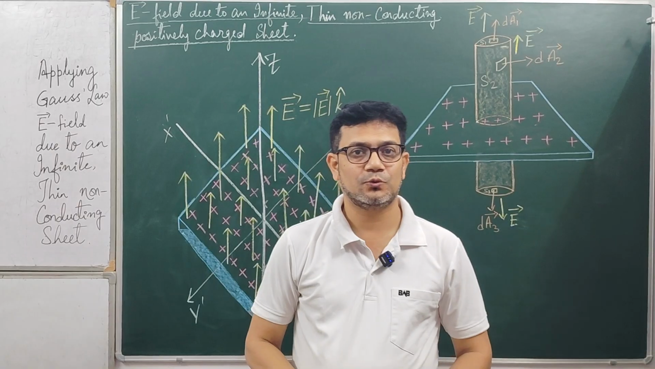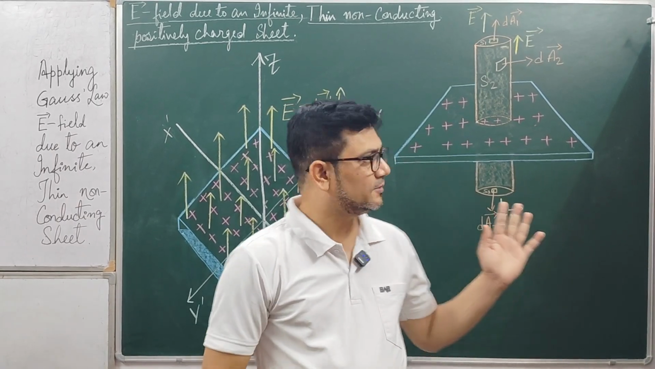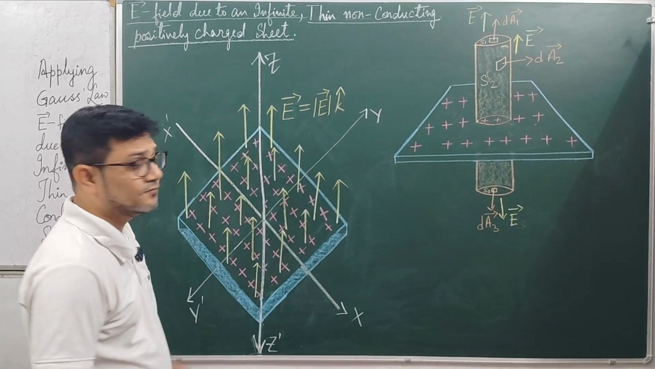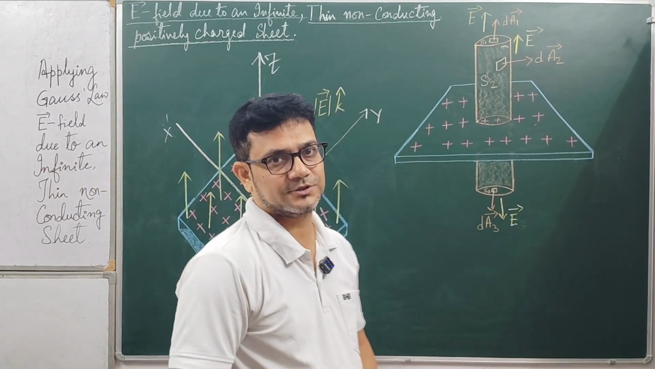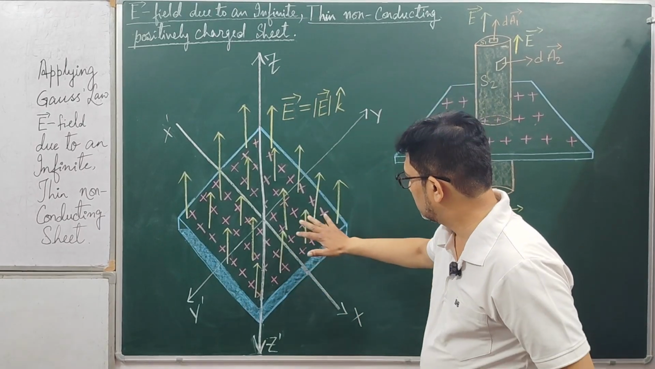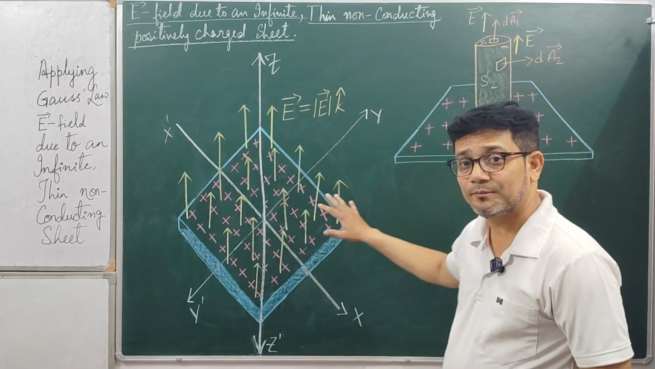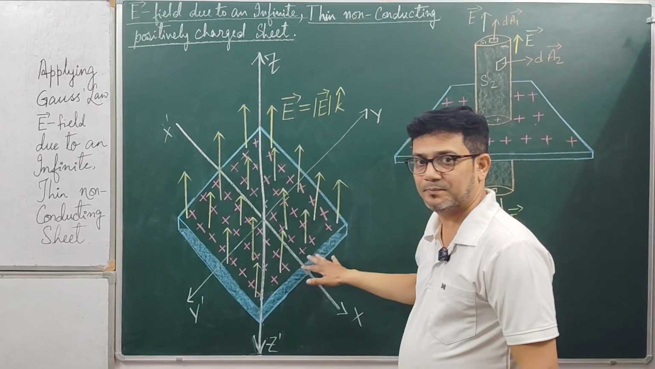In today's video, we are going to learn about what would be the net electric field due to an infinite thin, non-conducting, positively charged sheet. So we have a sheet here and we have placed the sheet on the XY plane.